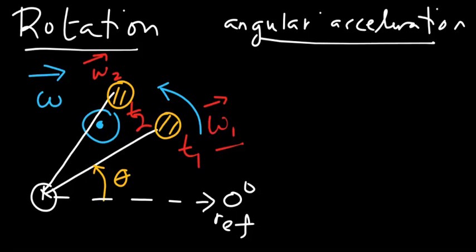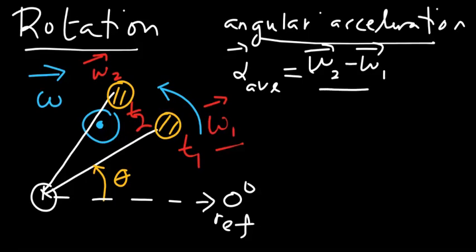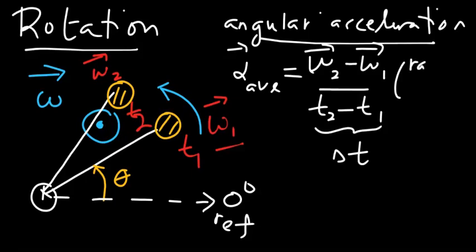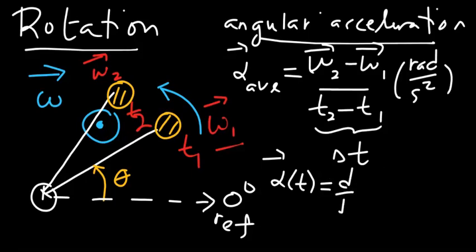Then we define the average angular acceleration as omega 2 minus omega 1 over t2 minus t1. This can be taken as the time interval between the changes. As you can see, the unit for angular acceleration is radian per second squared, and it is also a vector. If we desire the value of angular acceleration at a particular time t, then all we have to do is take the time derivative of the angular velocity.